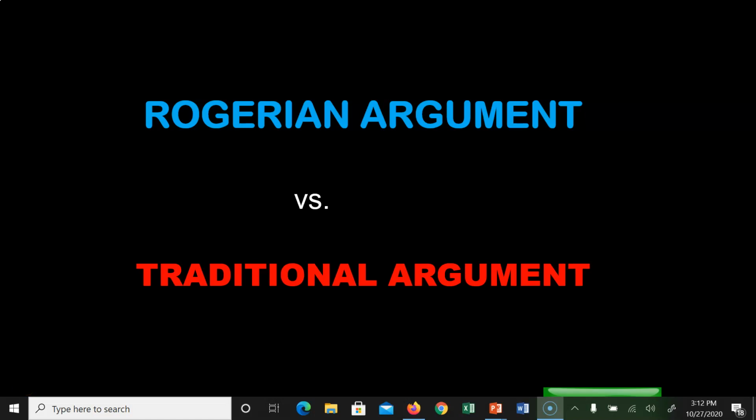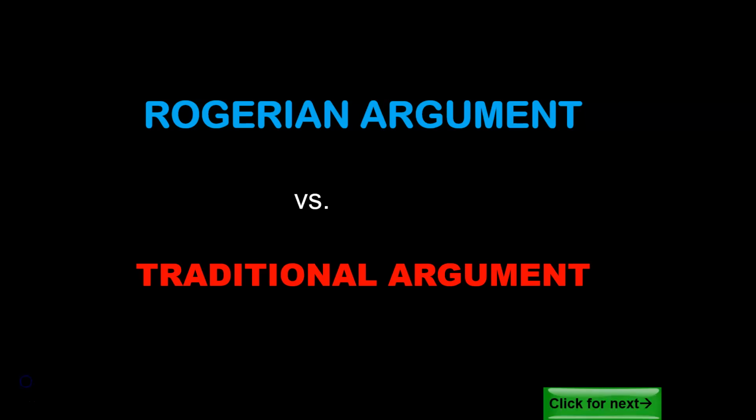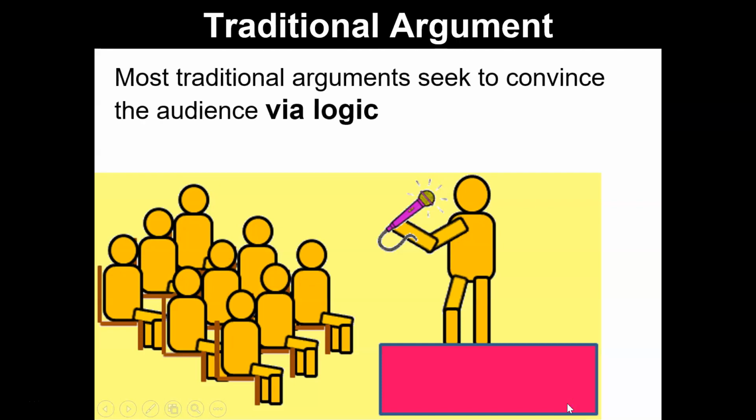Hi class, I just wanted to take a few minutes and do one more review of the Rogerian argument strategy and how it is unique from what we might be used to. In terms of traditional argument, like you did with your definition essay, it's all about the four pillars, and it's basically one side presenting its case, and as long as you have good logic, you're good.